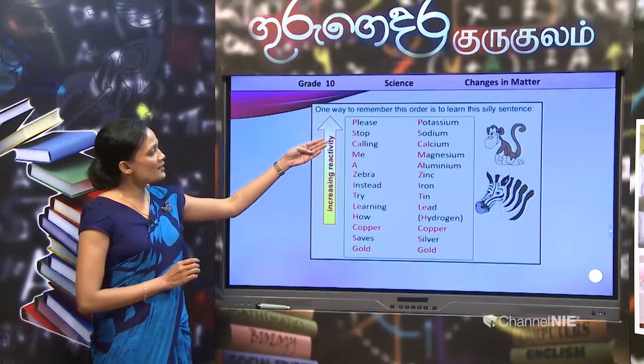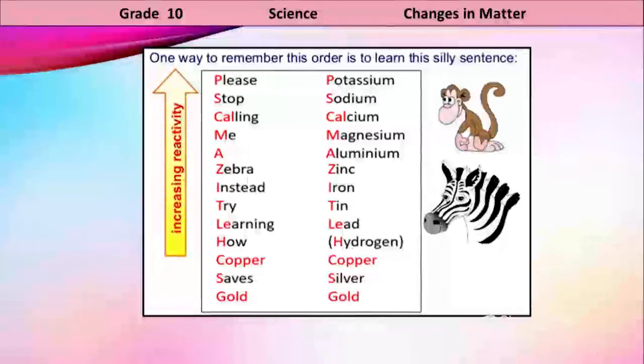Please stop calling me a zebra. Instead, try learning how copper saves gold. The thing you need to do is remember that silly sentence. By using that silly sentence, you can memorize the activity series.